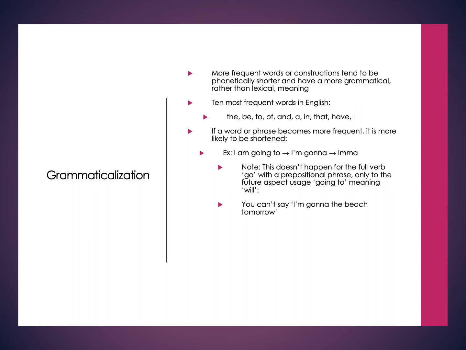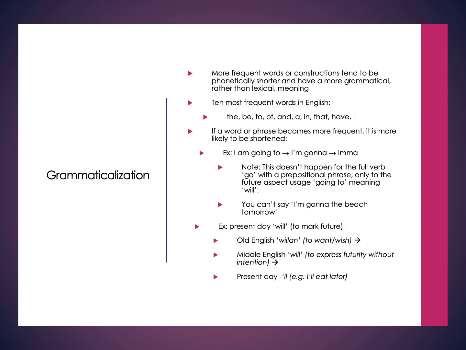And this has happened for other things like our present day will as well. So in Old English, willen was a full verb that meant to want or to wish. By Middle English, it was sort of just expressing this future idea without a specific sense of intention. And now we shorten it into a contraction where it's just an ul sound, and we know that that means the future tense. So I can say, I'll eat later, and it's just that ul sound. And we know that means will, we know that means future, but it's just one single sound.